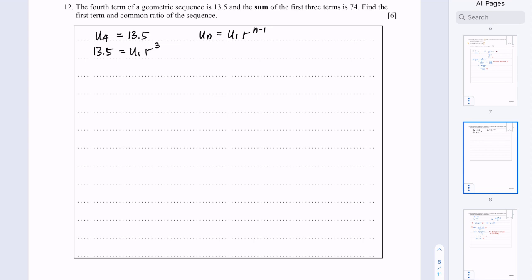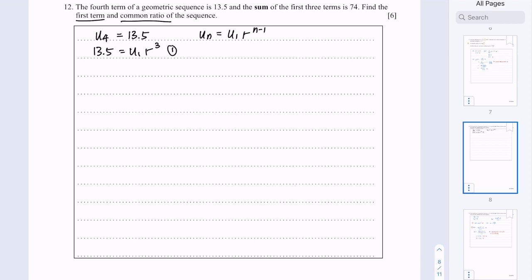Notice here that we don't know the first term, and we also don't know the common ratio. So we have two unknowns. And I have two pieces of information that I can use to generate equations in order to solve those two unknowns. Here's my first equation.